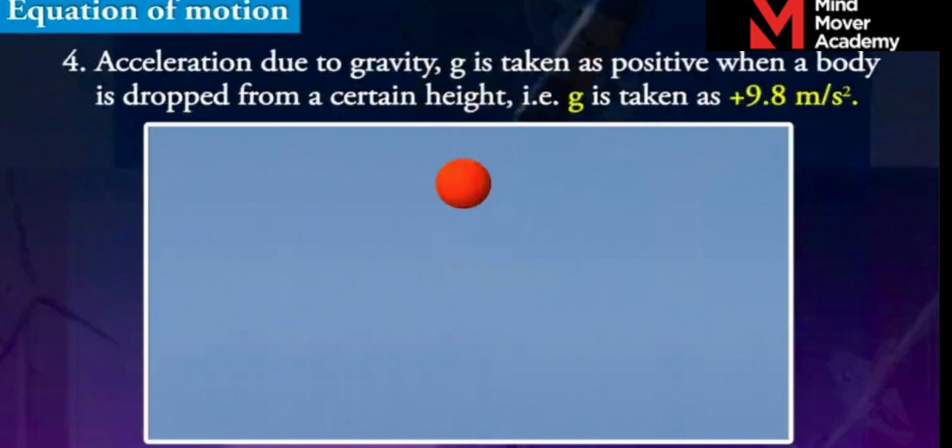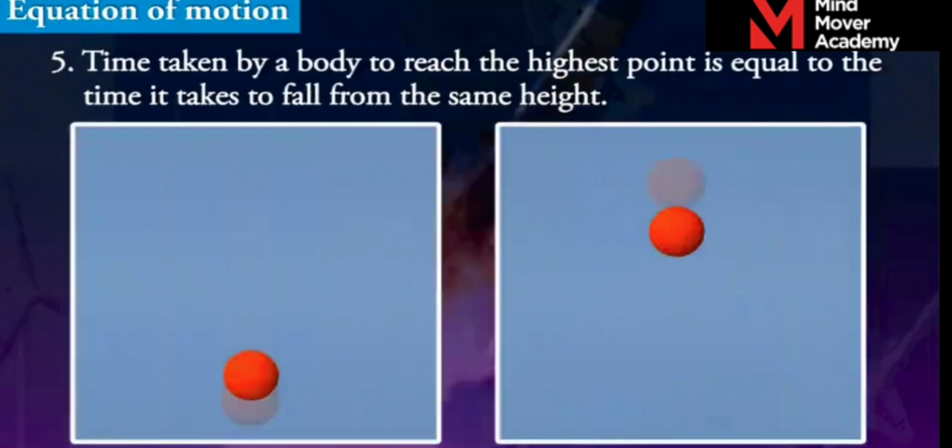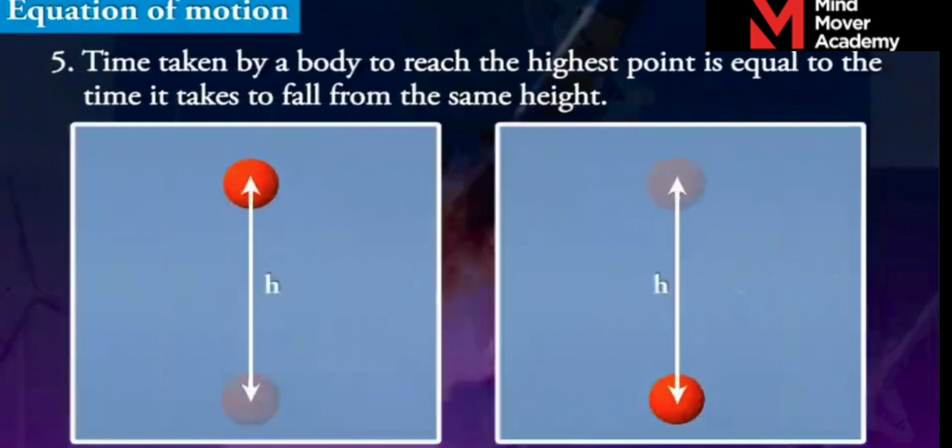4. Acceleration due to gravity g is taken as positive when a body is dropped from a certain height. That is, g is taken as plus 9.8 meter per second square. 5. Time taken by a body to reach the highest point is equal to the time it takes to fall from the same height.